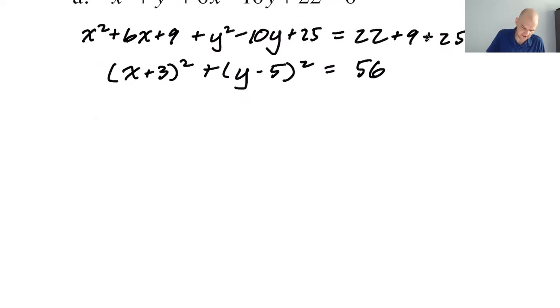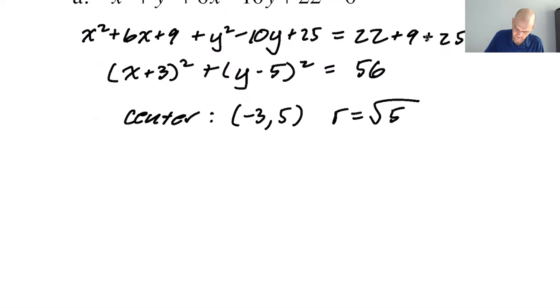Okay, so center. Remember it's x minus h, y minus k. So when you see a plus, it means it's minus negative. So the center is negative 3 and 5. And then r is going to be the square root of 56.